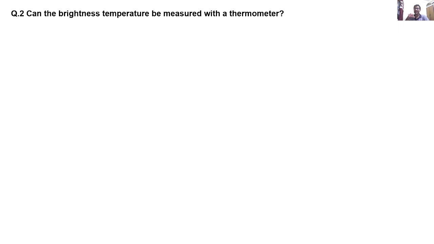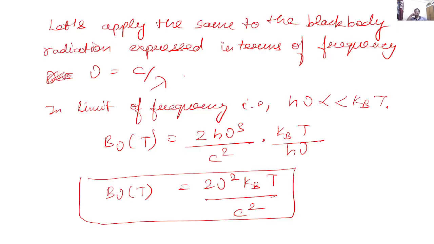Now still, that doubt is not solved. Why don't we just substitute c equal to nu lambda into the wavelength expression and arrive at a frequency expression of the Rayleigh Jeans approximation? Why are these two expressions so inconsistent? So let's think over that. Let's try to solve that mystery.